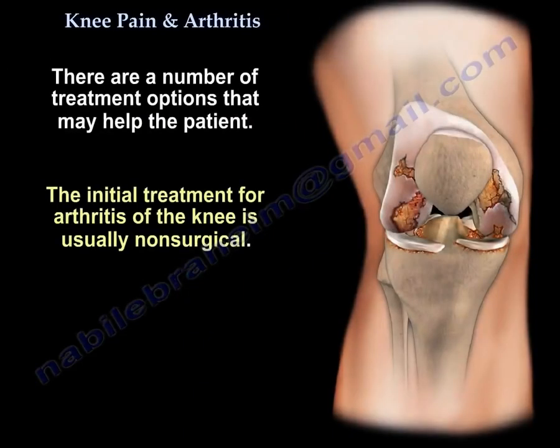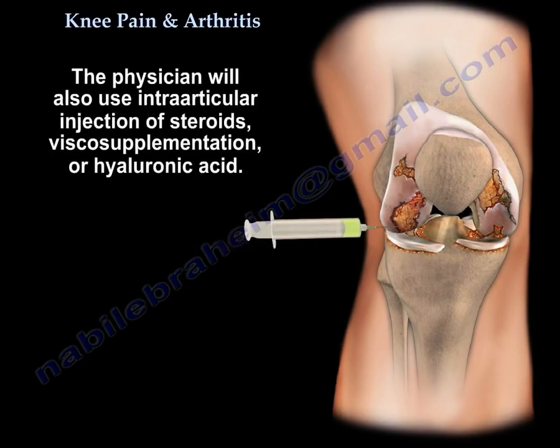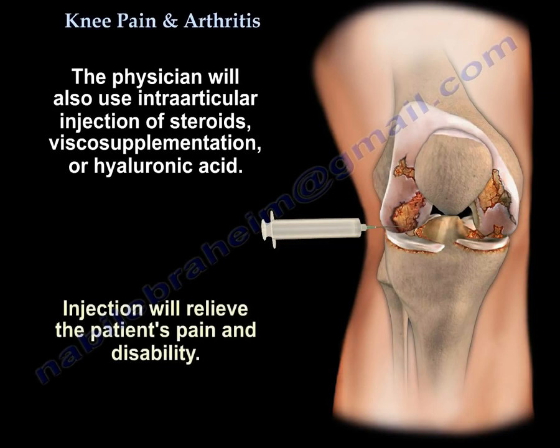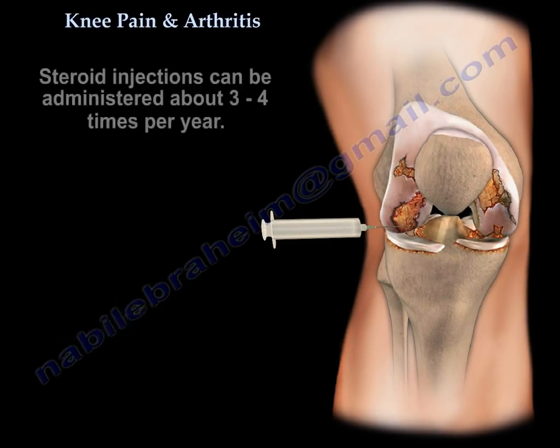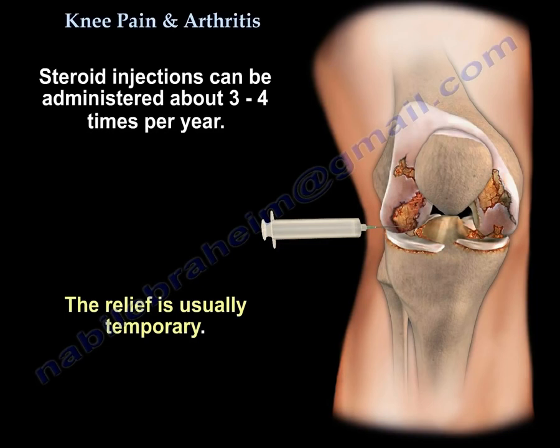There are a number of treatment options that may help the patient. The initial treatment is usually non-surgical. The physician will also use intra-articular injection of steroids, viscosupplementation, or hyaluronic acid. It will relieve the patient's pain and disability. Steroid injection, you can give about 3 to 4 injections per year. The relief is usually temporary.